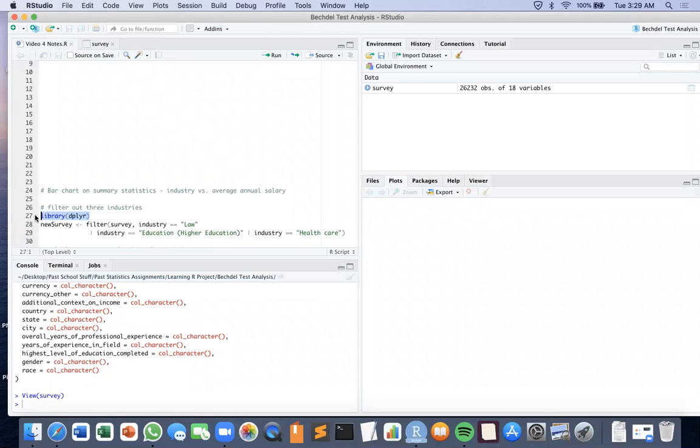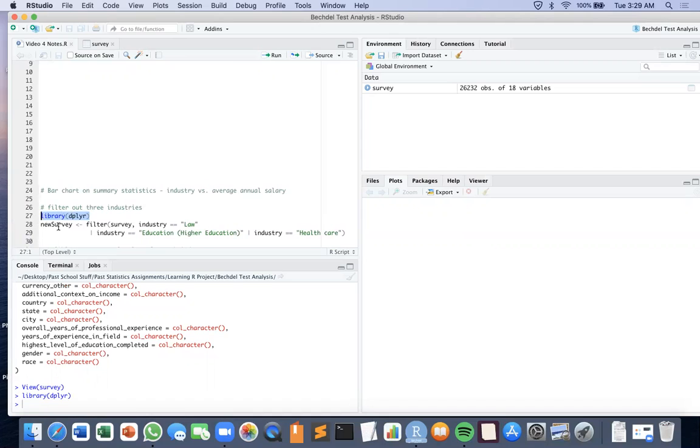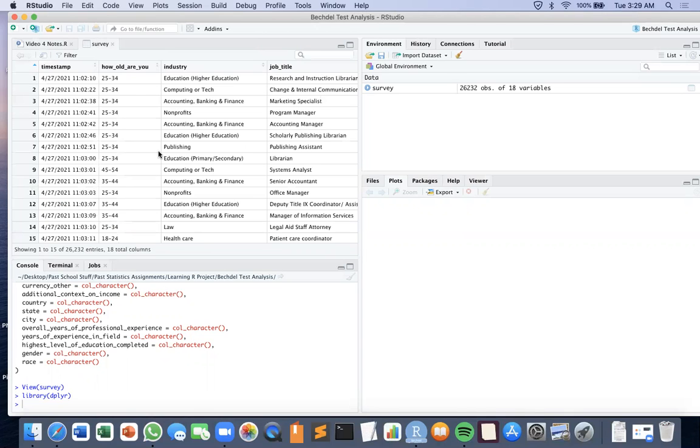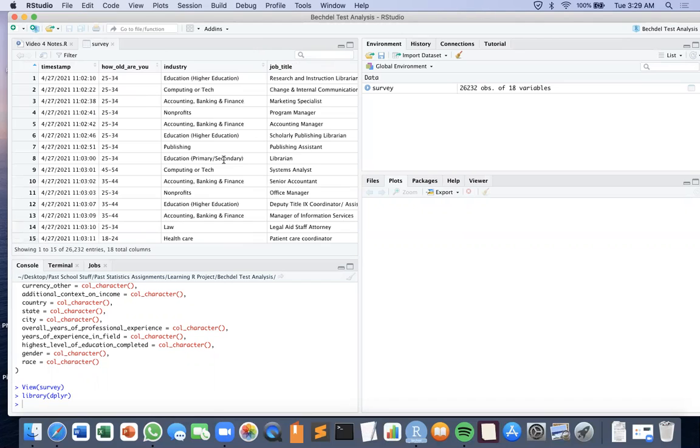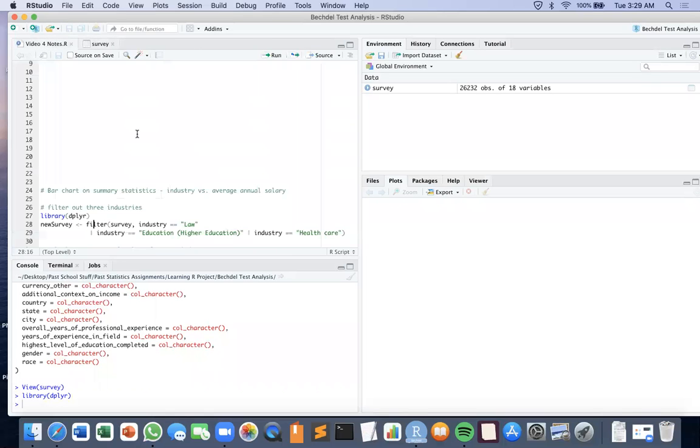But first we do have to do at least a little bit of filtering from this data. So let's open up our dplyr library and filter out a few industries right now. Let's say I want to compare the average annual income, because annual salary is given here. I want to see what's the average salary for these industries. I just picked out 3 that were pretty common in this list. There are tons, as you can see already, all sorts of industries, but I picked out 3 of the common ones: law, education and higher education, and healthcare. So some kind of basic industries.